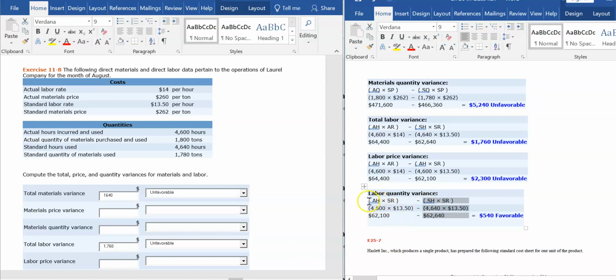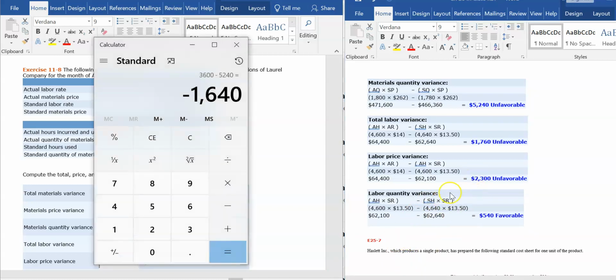In other words, our actual hours used were less than the standard hours that should have been used based on the overall budget. Okay. So again, that 1760 total unfavorable variance for labor is due to two things. A $2,300 unfavorable variance for price, but that unfavorable price variance was partially offset by a favorable quantity variance. Okay, and that explains the total overall unfavorable variance.